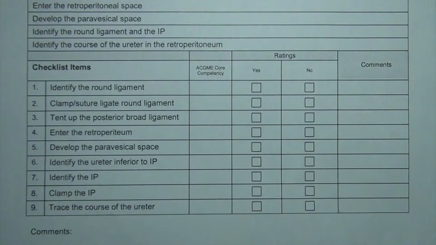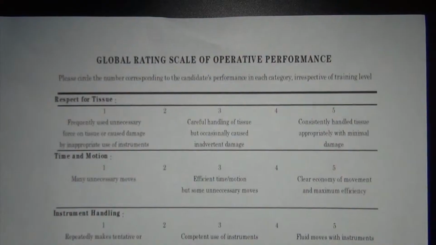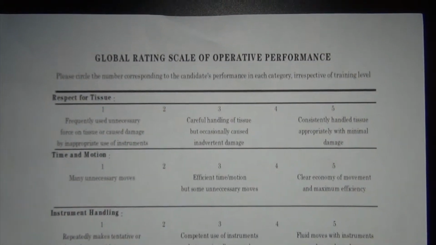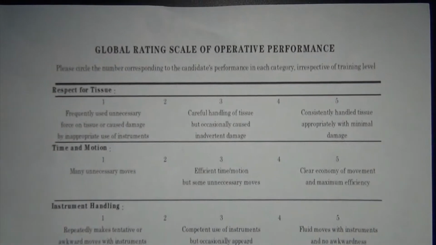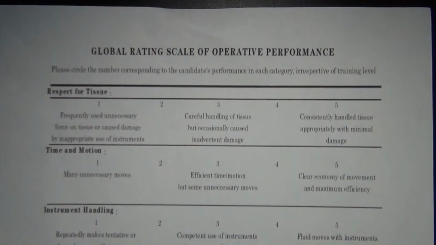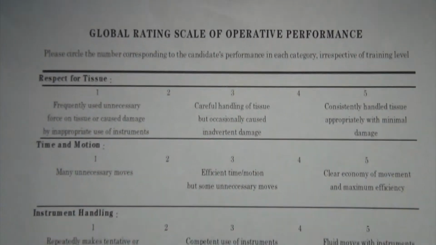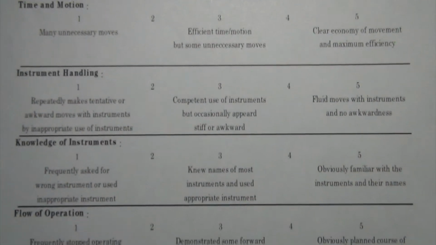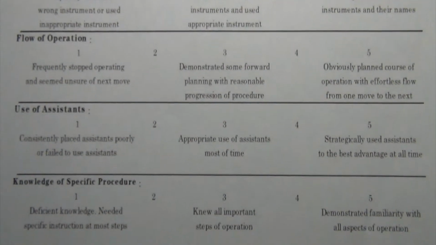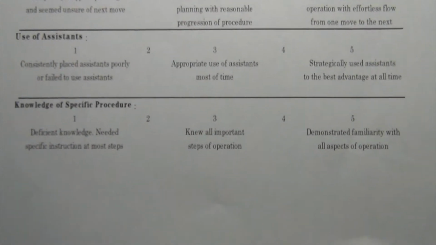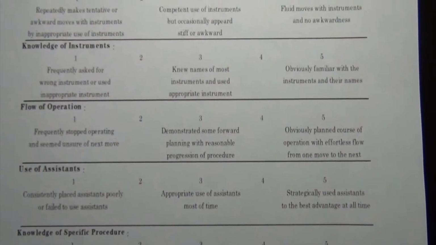They will also be scored on a global rating operative scale. The global rating scale of operative performance is a validated tool that has been used in the operating room setting. Residents will be videotaped during the simulation and will be scored with the checklist, but additionally with the global rating scale. The global rating scale will include respect for tissue, time and motion, instrument handling, knowledge of the instruments being used for the dissection, flow of the operation, and knowledge of specific procedures. The use of assistance will be deferred at this time, as residents will have assistance as part of the simulation training without asking.